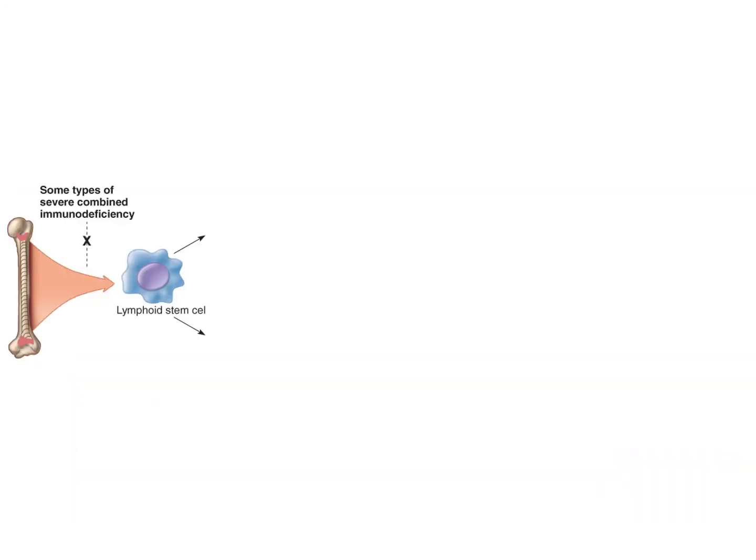Inherited immunodeficiencies are very rare, but there are several different types. So severe combined immunodeficiency, that means both the T cells and B cells are affected. So the kind of SCID that David had was X-linked severe combined immunodeficiency, so a gene on the X chromosome. And what that prevented, it prevented his pre-T cells and pre-B cells from forming. So he was unable to form any T cells or B cells.